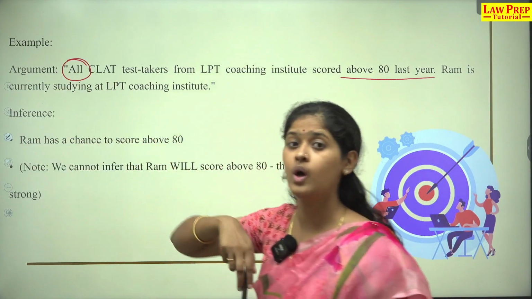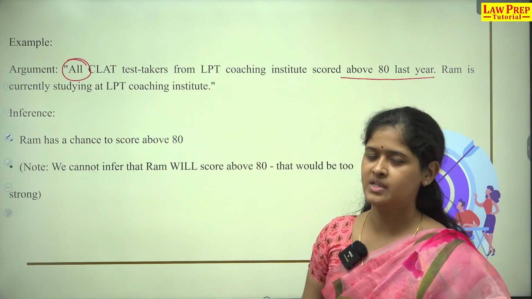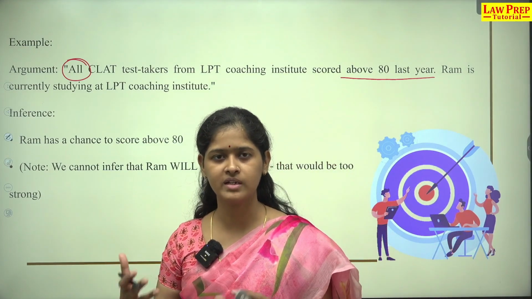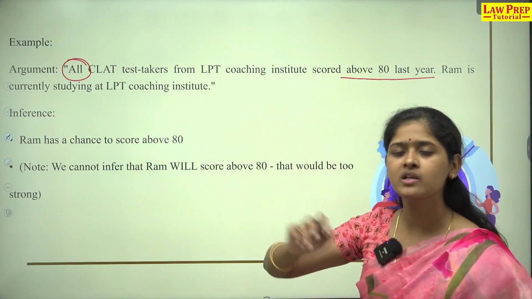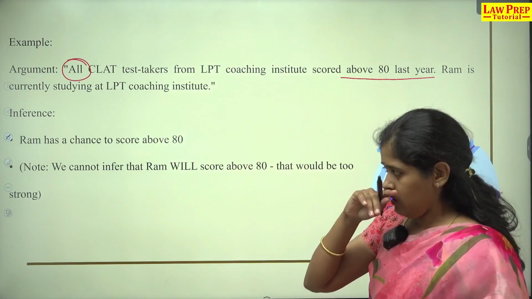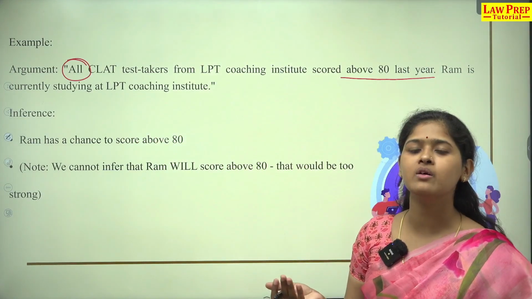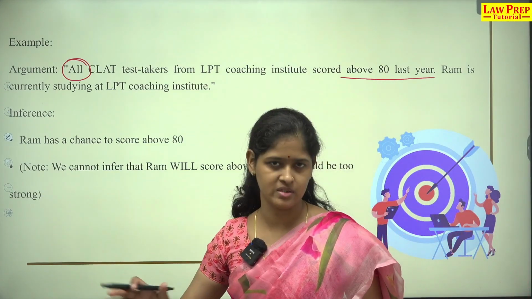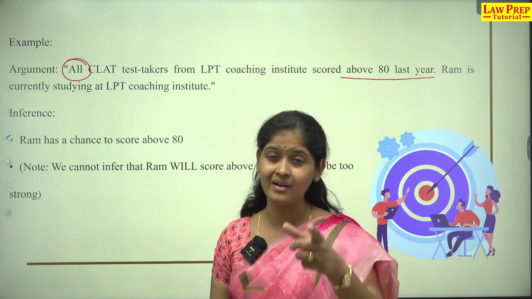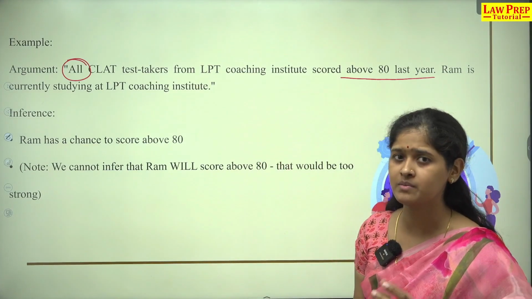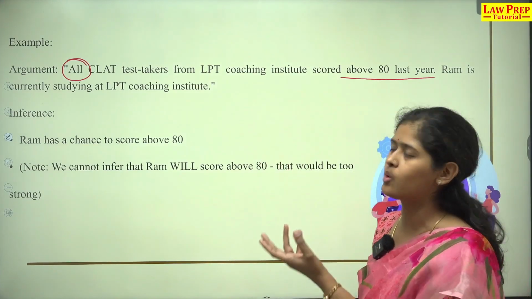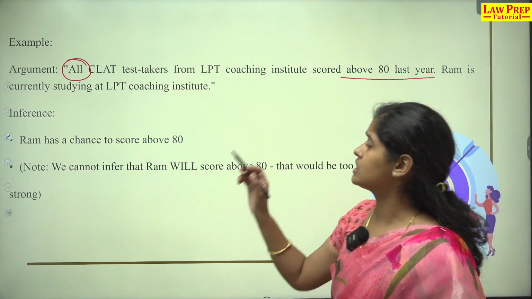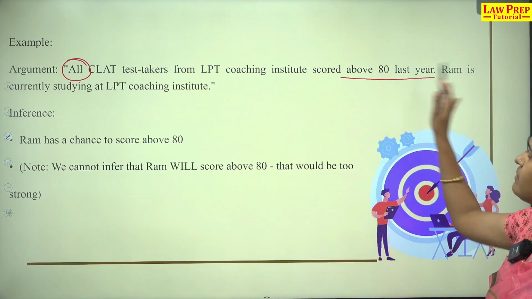Argument has what? All, right. You have taken it as an extreme word. All, everyone. See, if an argument has an extreme word, it can be part of inference as well, or for that matter any kind of question, right. Then in that case you can't simply eliminate an option because you found an extreme word such as all in that option, okay. All CLAT test takers from LPT Coaching Institute scored above 80 last year.